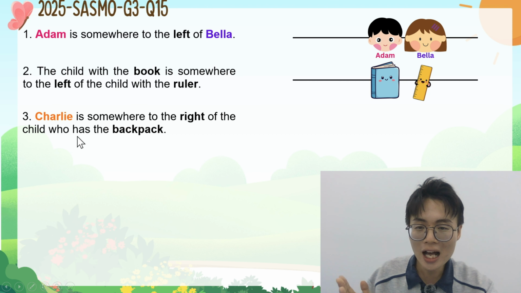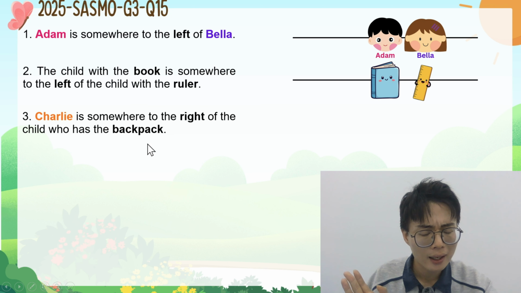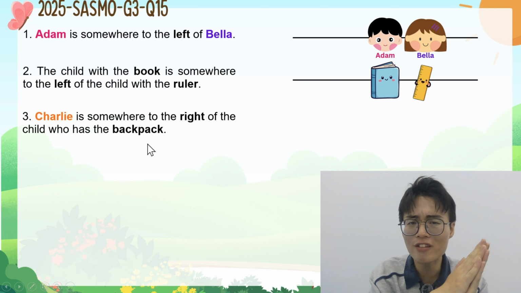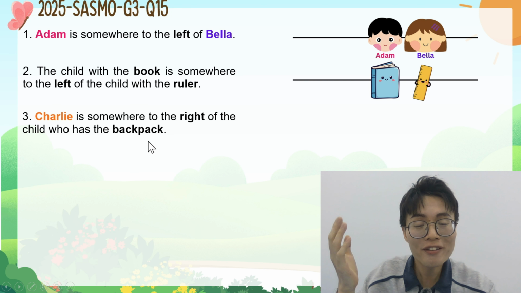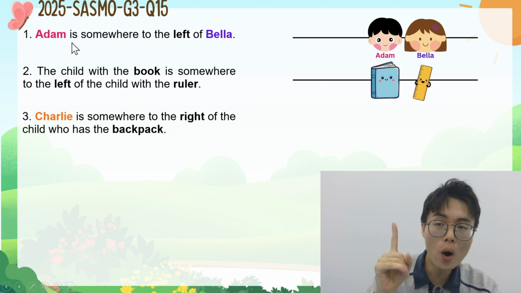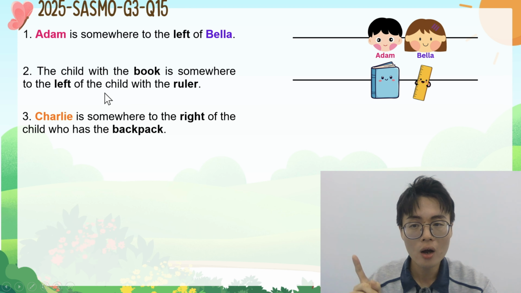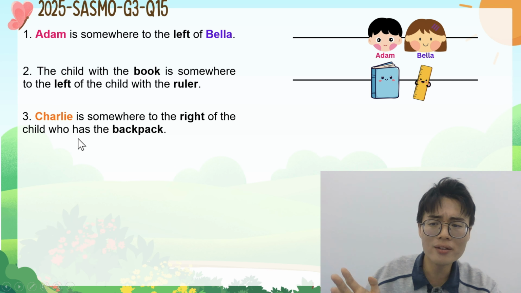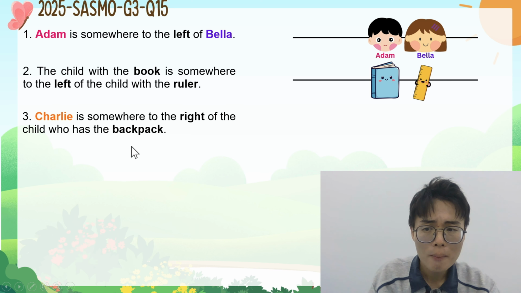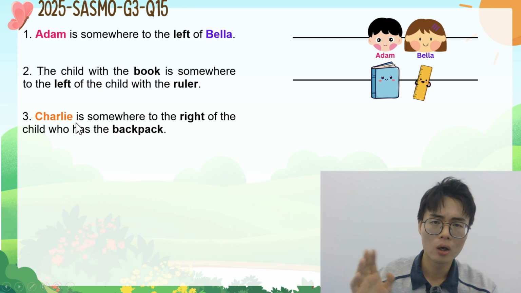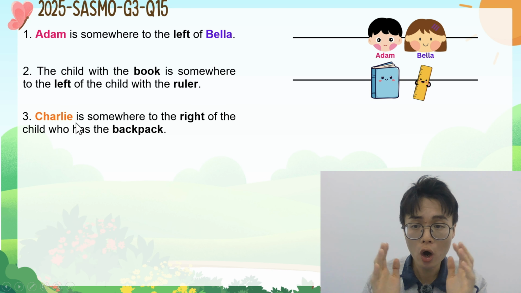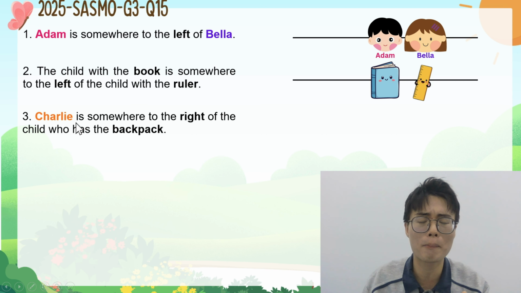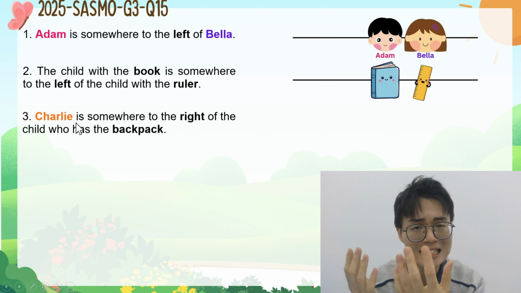And the third one, Charlie is on the right side of the backpack. Look at this clue. What is the difference between this clue and the previous 2 clues? For the previous 2 clues, they are comparing one child with another child or one item with another item. But for this clue, it is comparing a child with an item. Do we know what item Charlie is holding? We don't know. Do we know who is holding the backpack? We also don't know. So we cannot draw out the position relationship with just this single clue.